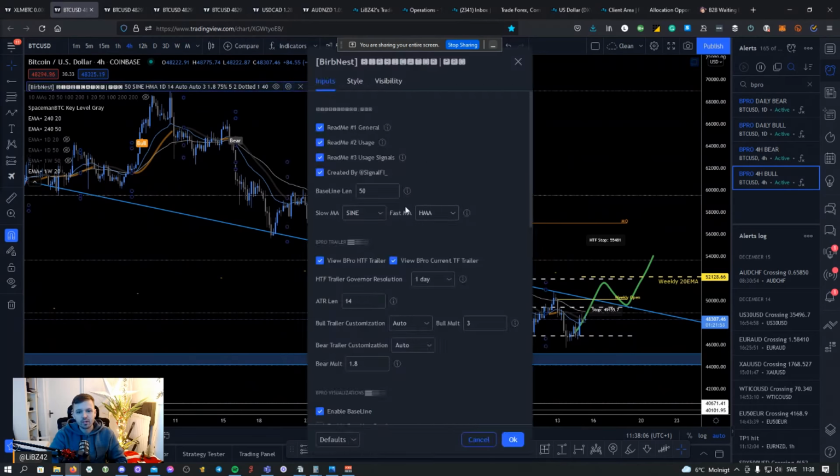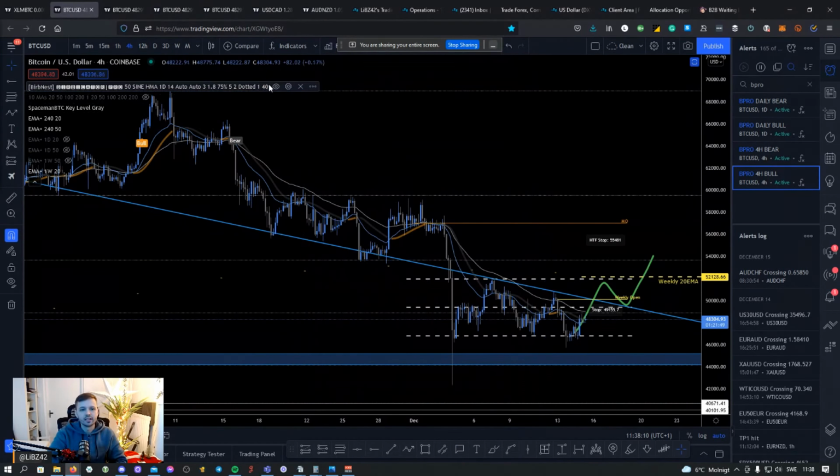The settings I have on the B Pro here is the baseline line is 50, right? And the high time frame trailer is on the daily, and this is on the 4-hour.